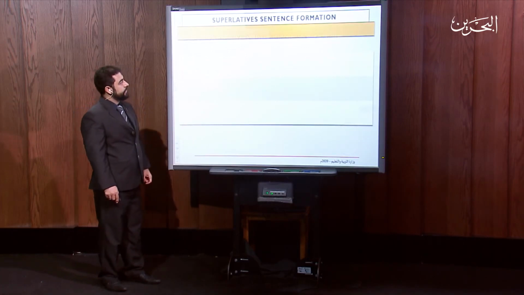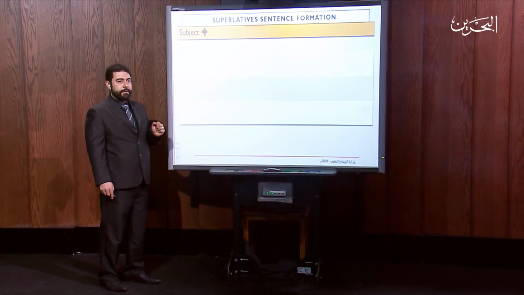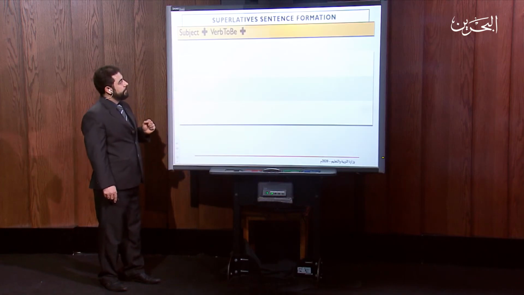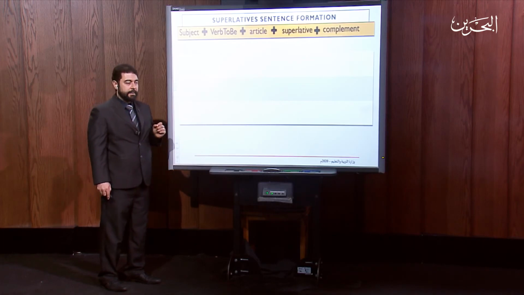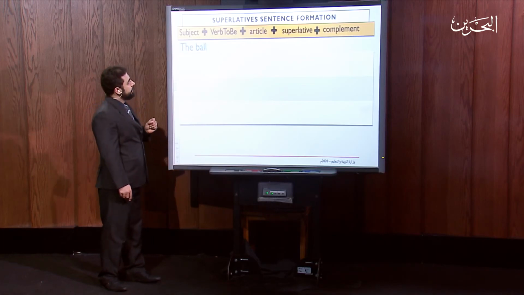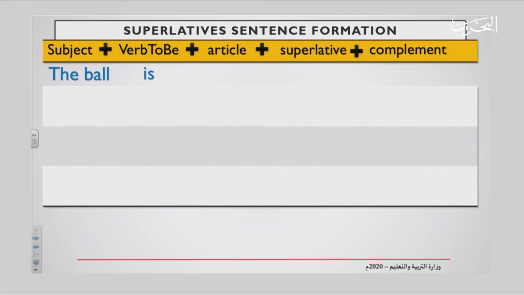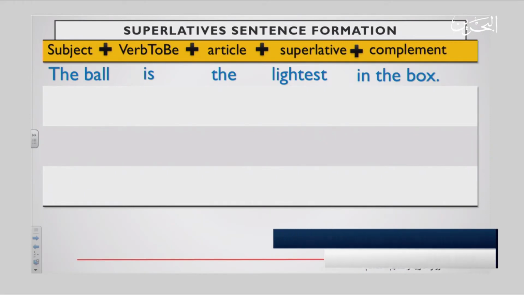Superlatives, sentence formation. You start with the subject plus verb to be plus article plus superlative plus the complement of the sentence. So let's take a look. You have the subject as the ball. Verb to be is. Article the. Superlative lightest. Complement in the box. You say the ball is the lightest in the box.